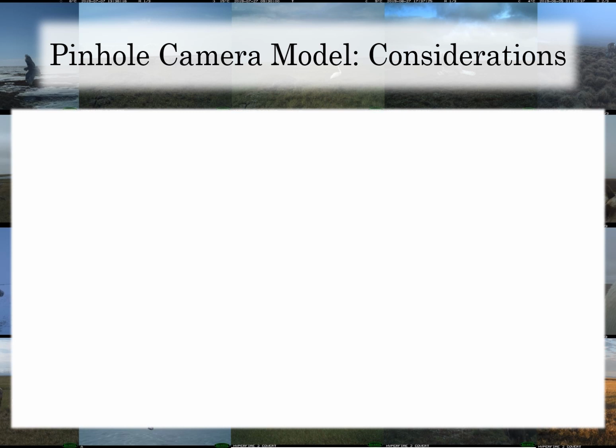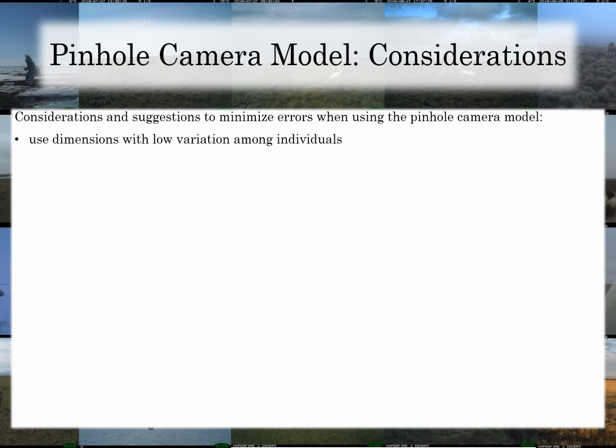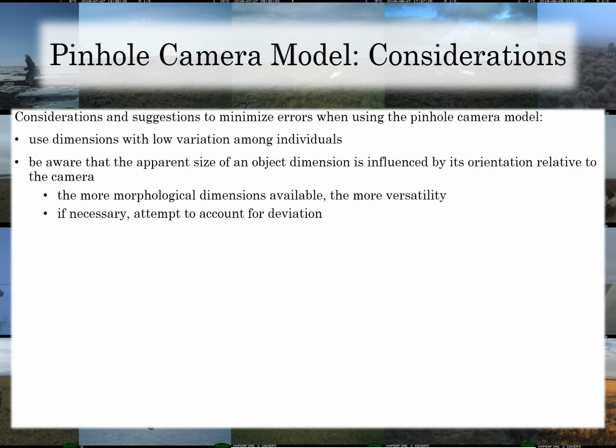And while there is no one-size-fits-all method for almost anything in field studies, there are a few things that we suggest users of the pinhole camera model to be at least aware of when applying this approach. And these include using morphological dimensions with low variation among individuals. For example, if hind leg length for some species had less variation than its total body length, then this would be preferred if it were available.